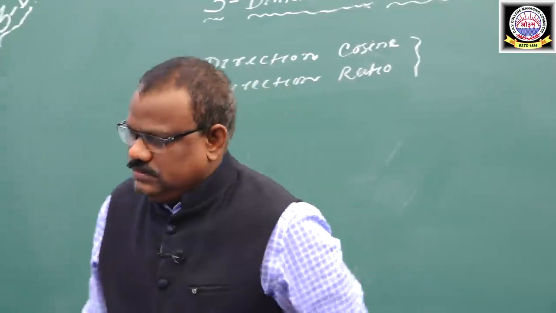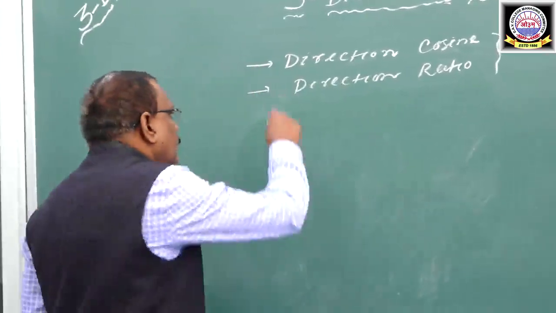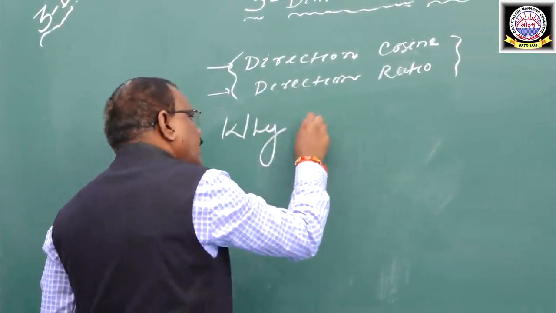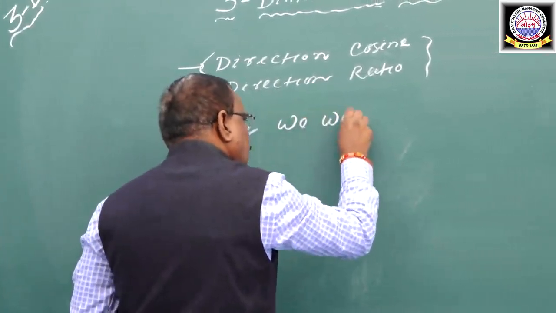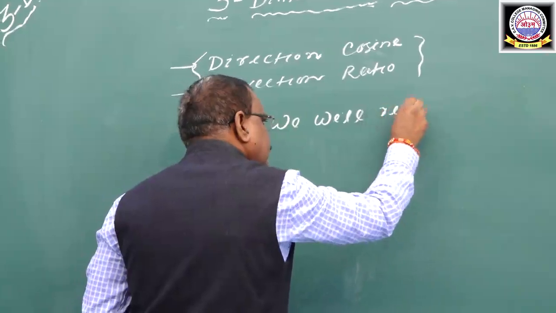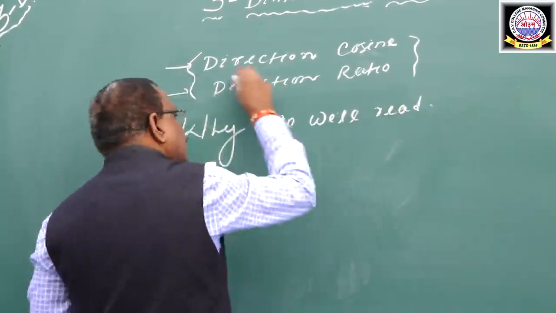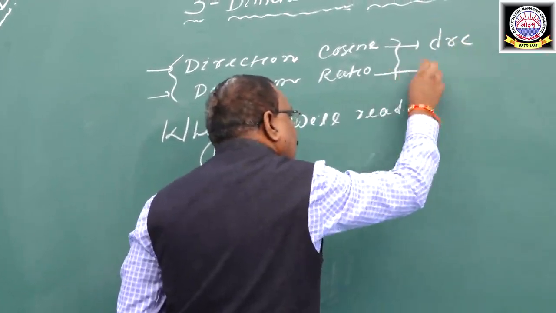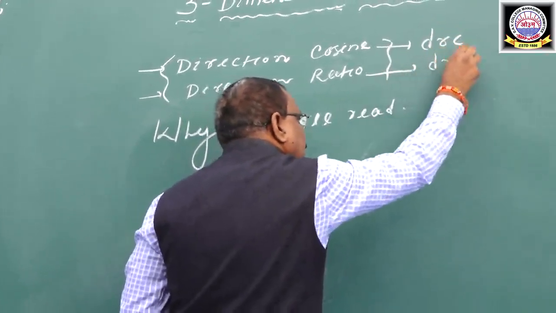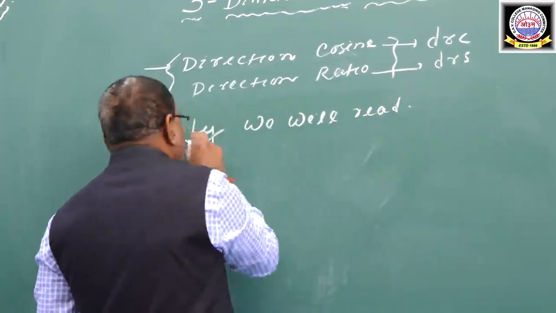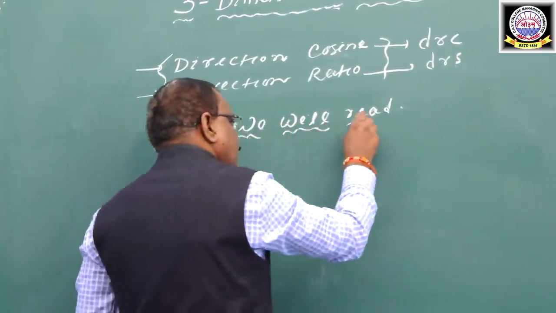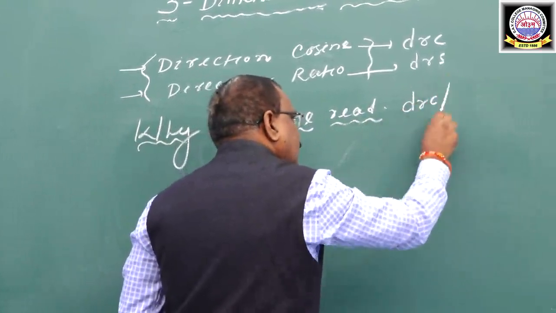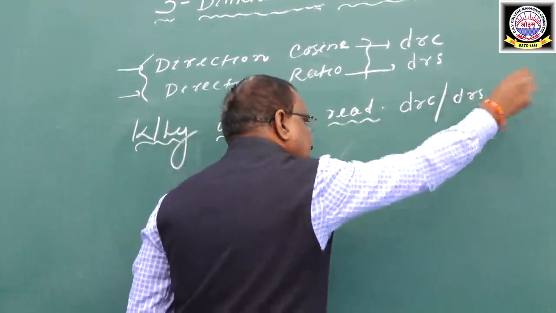Then the first question: why will you read this one? Why will we read it? Direction cosine is written in shortcut as DCs, and direction ratio we write as DRs. So my question to you, if you know: why will you read DCs or DRs?